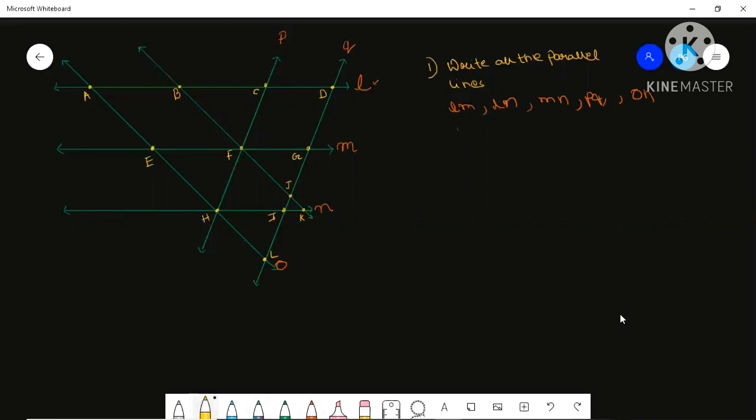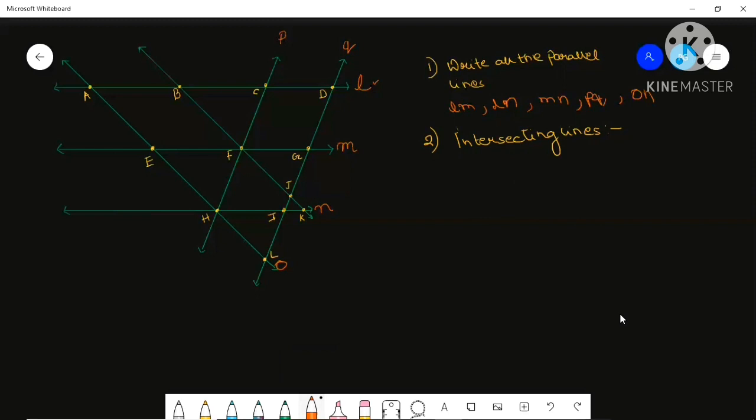Number two question can come: what are intersecting lines? Intersecting lines means when lines cut each other. There will be only two lines. When two lines cut each other, this is the point. So this point is the intersecting point and these two lines are the intersecting lines. Just see in our figure, there are so many intersecting lines. For example, you just have to write two or three, but you can write as many as possible.